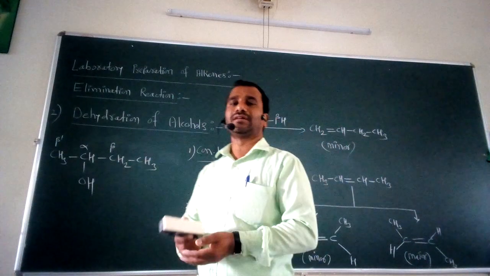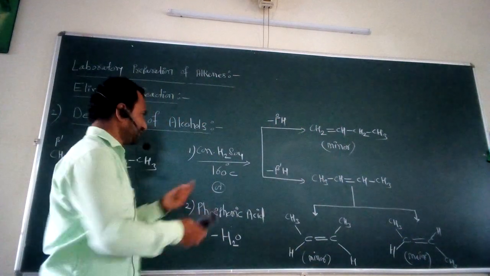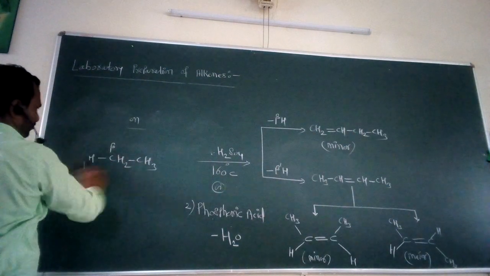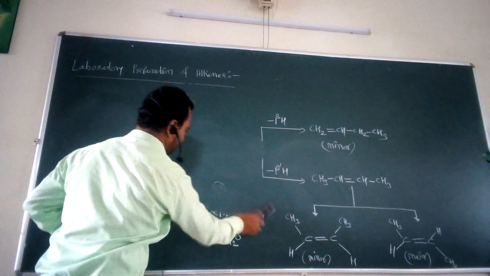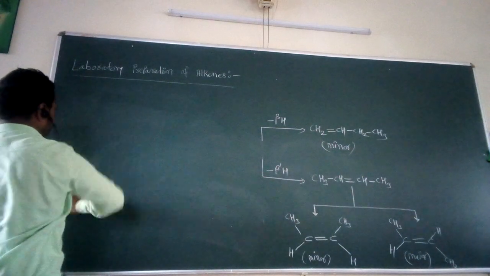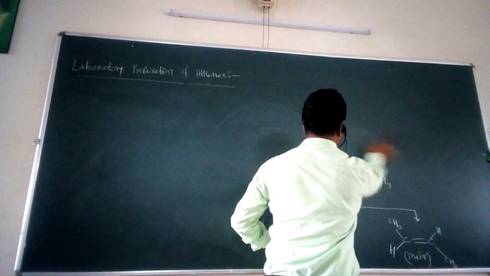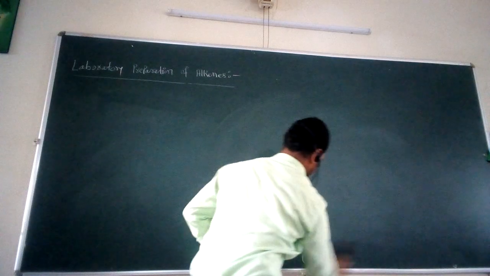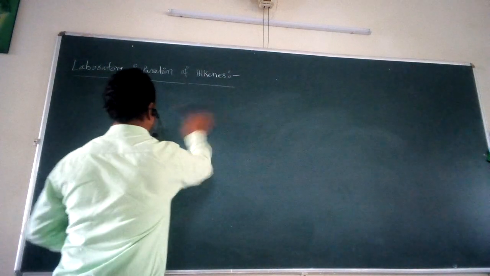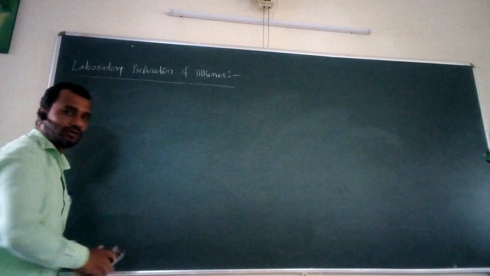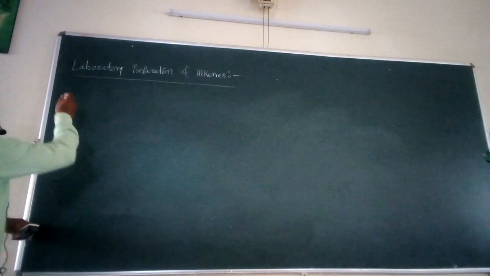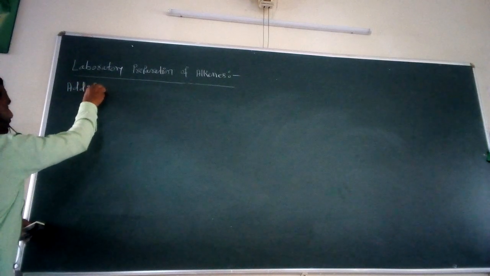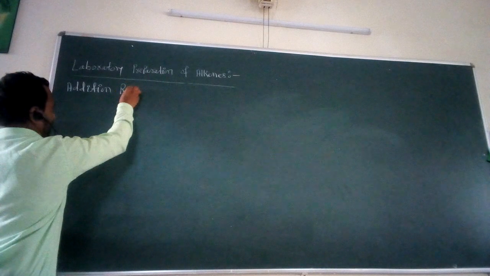Now, after the completion of this type of elimination reaction, we have to look at the second type of important reaction for the preparation of alkenes in a laboratory, and that second type of reaction is called addition reactions. Now, what are those addition reactions? That we have to study now. The second type of reactions are called addition reactions.